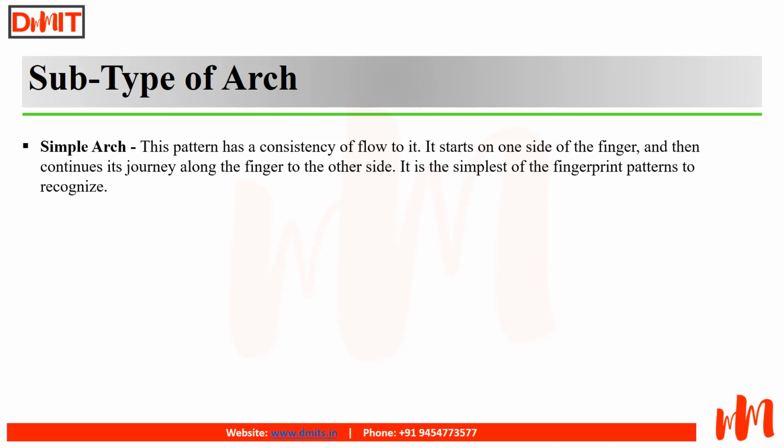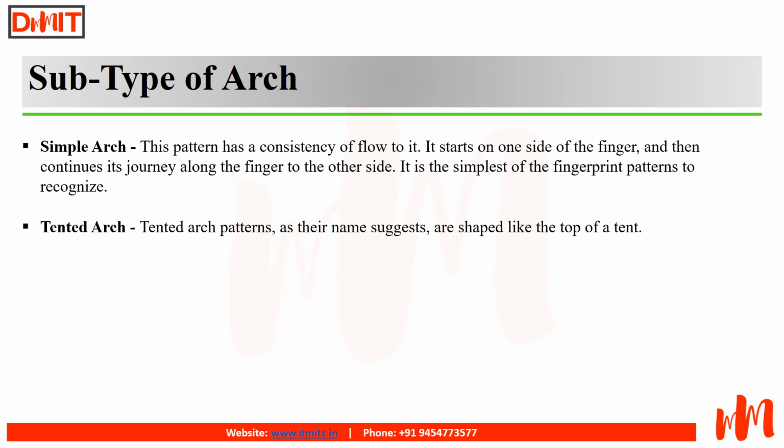The next is tented arc. Tented arc patterns, as their name suggests, are shaped like the top of a tent. This was pretty simple, I guess. The next one is tented arc with ulnar loop, and the fourth one is the tented arc with radial loop. As I said earlier, we will be discussing all of these types of fingerprints and their subtypes in detail in the forward parts of this presentation.